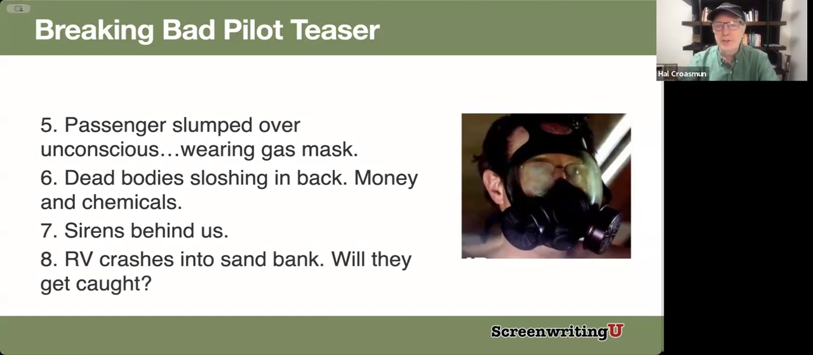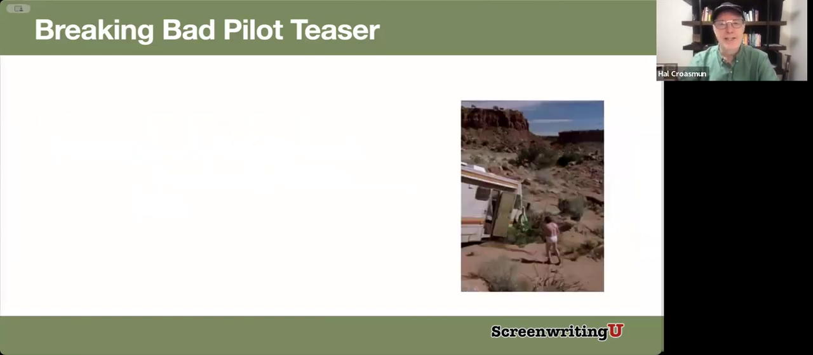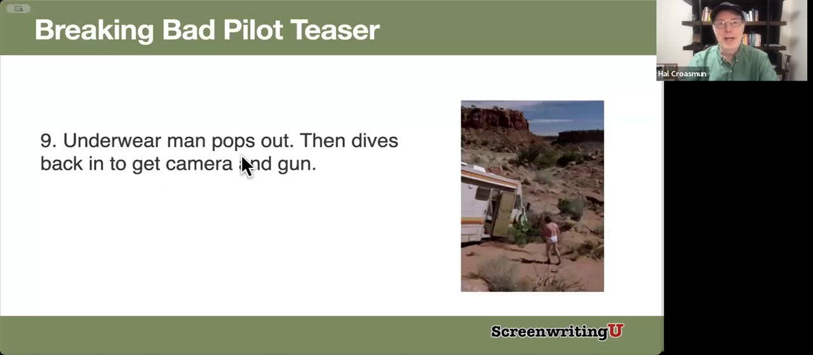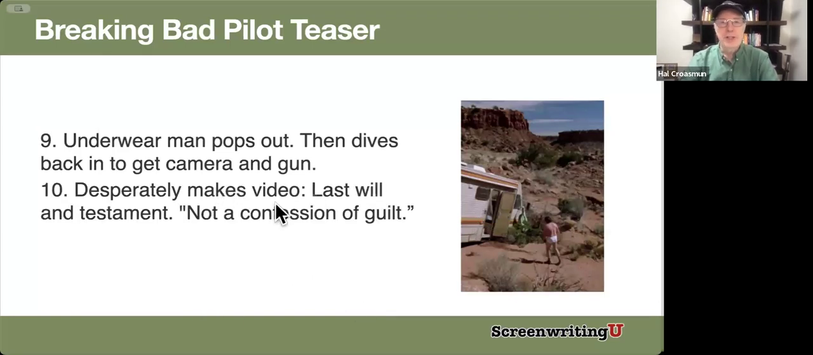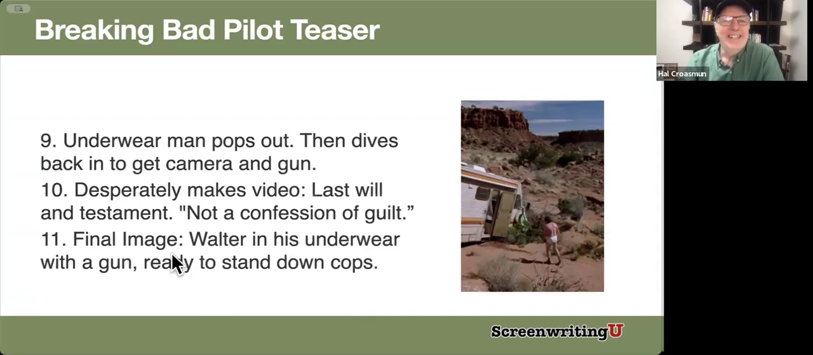The RV crashes into a sandbank. Will they get caught? Then Underwear Man, right here, pops out and then he dives back in to get the camera and the gun. He desperately makes this video, his last will and testament, claims it's not a confession of guilt. And the final image is Walter in his underwear with a gun, ready to stand down the cops.